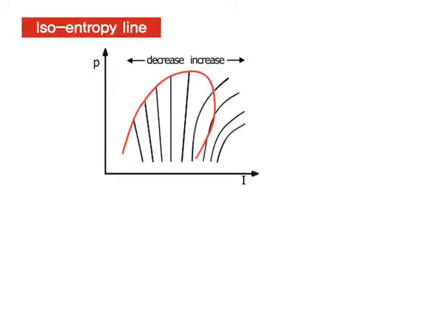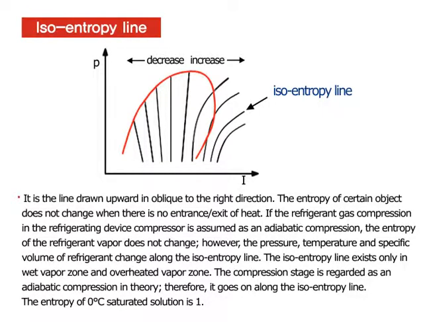Now I will explain about the isoentropy line. As seen in the figure, it is the line drawn upward in an oblique to the right direction. The entropy of a certain object does not change when there is no entrance or exit of heat. If the refrigerant gas compression in the refrigerating device compressor is assumed as an adiabatic compression, the entropy of the refrigerant vapor does not change.